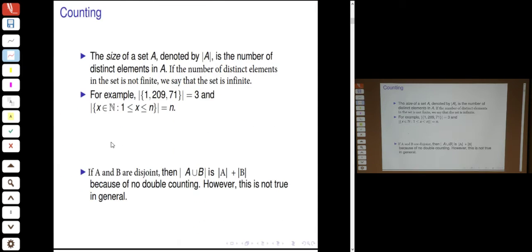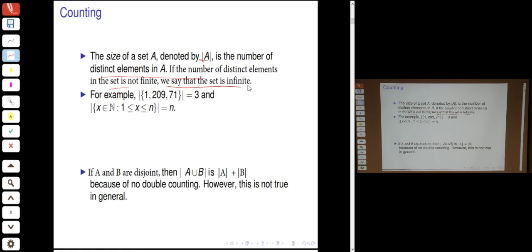So, here are some basic notions of counting regarding sets. The size of the set A, denoted by modulus of A, is the number of distinct elements in A. If the number of distinct elements in the set is not finite, then we say that the set is infinite. For example, the set of all integers between 1 and 10 is of course a finite set. It has 10 elements: 1, 2, 3, 4, 5, 6, 7, 8, 9, 10.